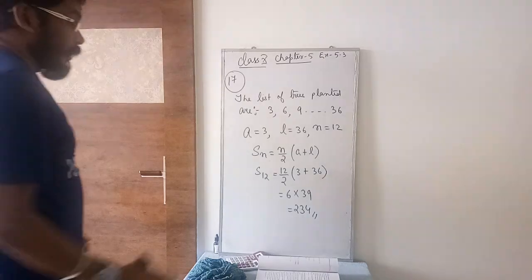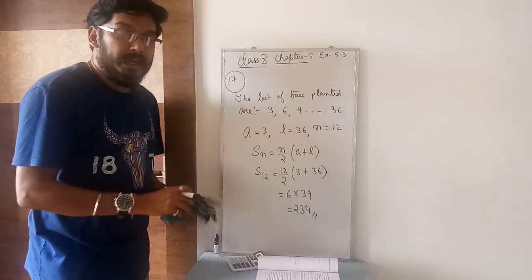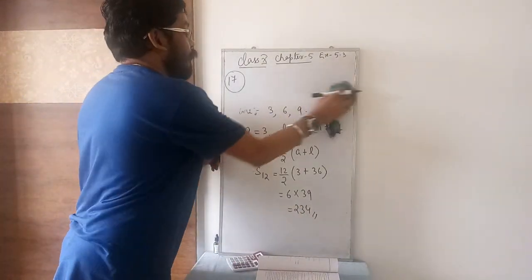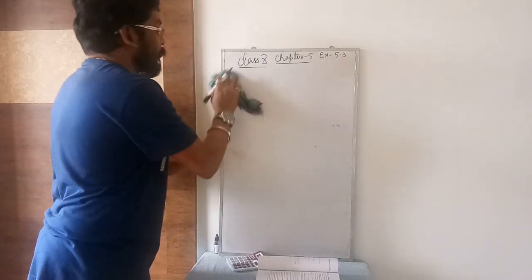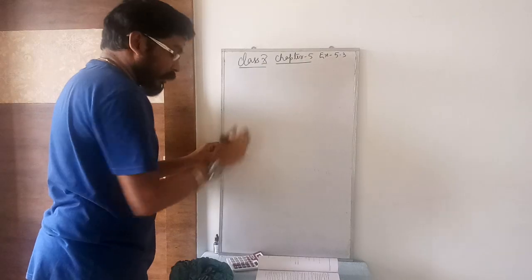Okay. So these are the total number of trees planted by the students from class 1 to class 12. Now we will go for question number 18. So question number 18.